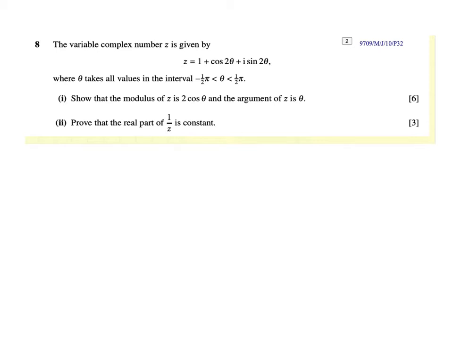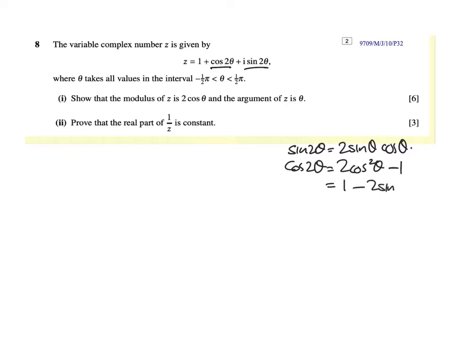First of all, you have cos 2 theta and sine 2 theta, so it looks like we need the double angle formula. Sine 2 theta equals 2 sine theta cos theta, and cos 2 theta equals 2 cos theta squared minus 1, or 1 minus 2 sine theta squared, or cos theta squared minus sine theta squared. You have three double angle formulas for cos, so you should know which one to use. Even if you're not sure, try one by one and see how it works.